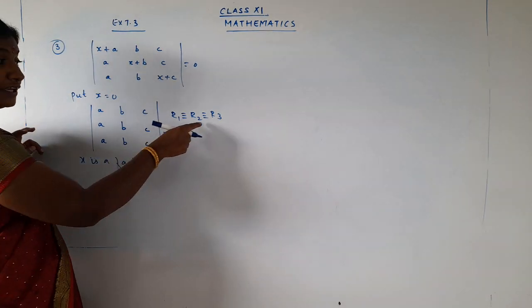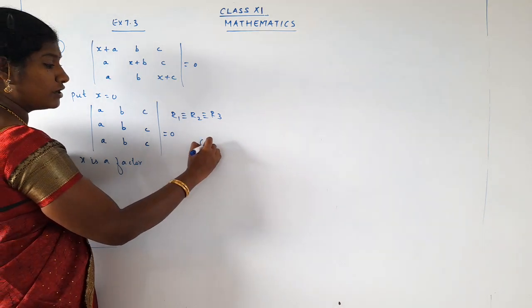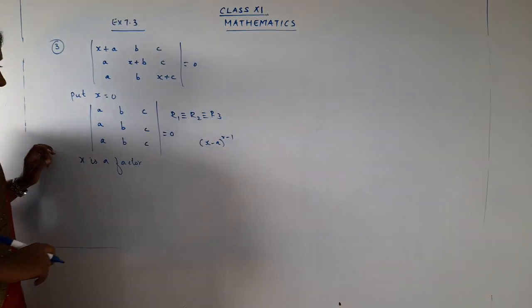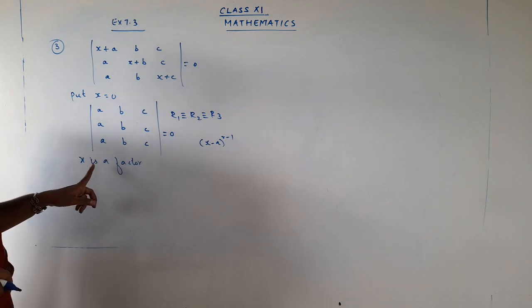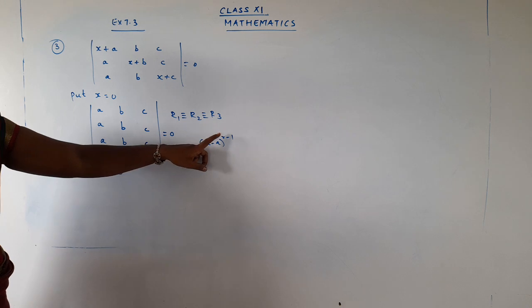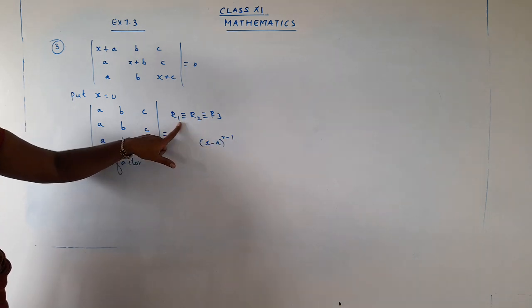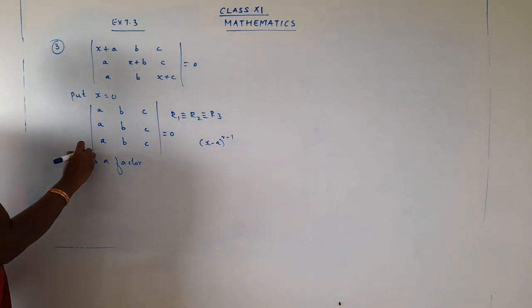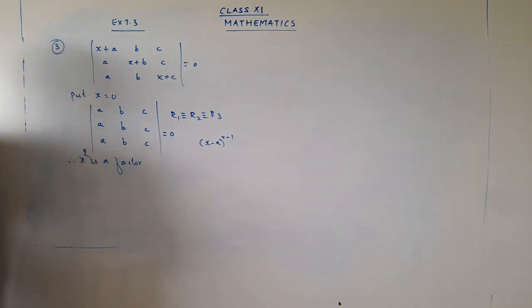Now I have told you if three rows are the same, you have to use this formula: x minus a, the whole raised to r minus 1. Here x is a factor, since I am not having anything else with x. But you have to put r minus 1. How many rows are the same here? Three rows are the same, so 3 minus 1, 2. So you can mention here, therefore x square is a factor.